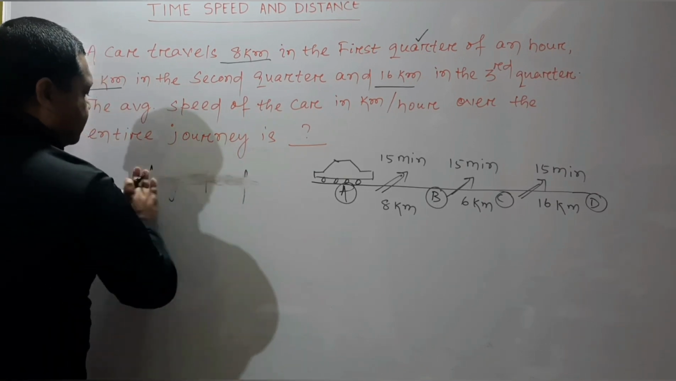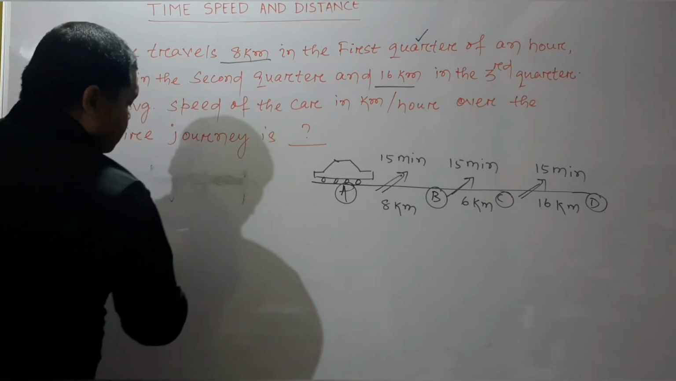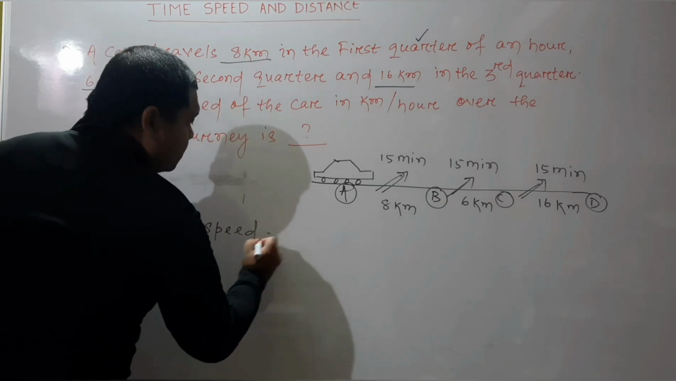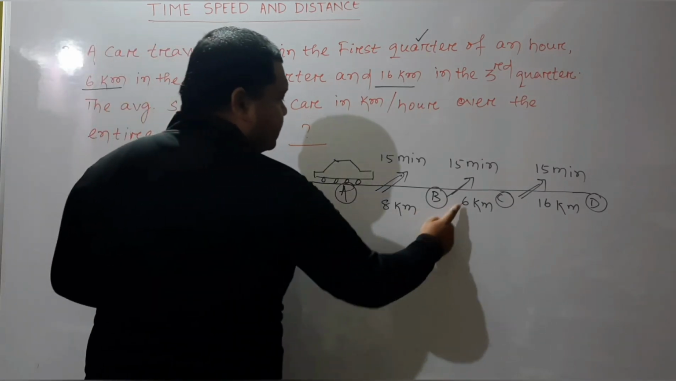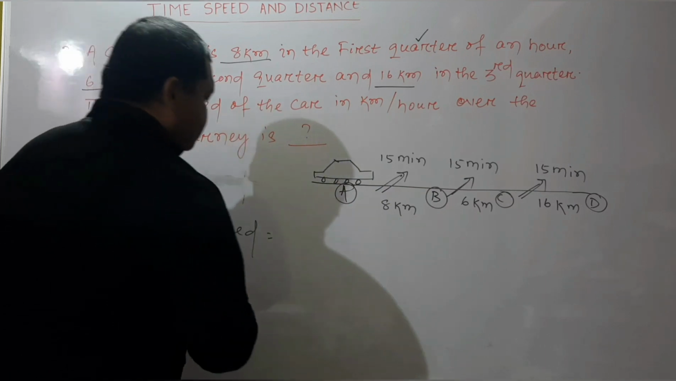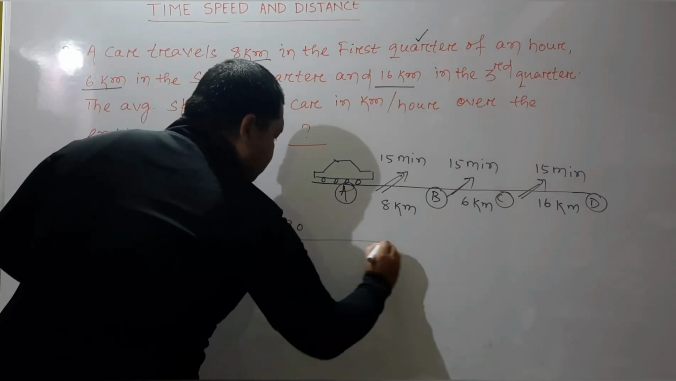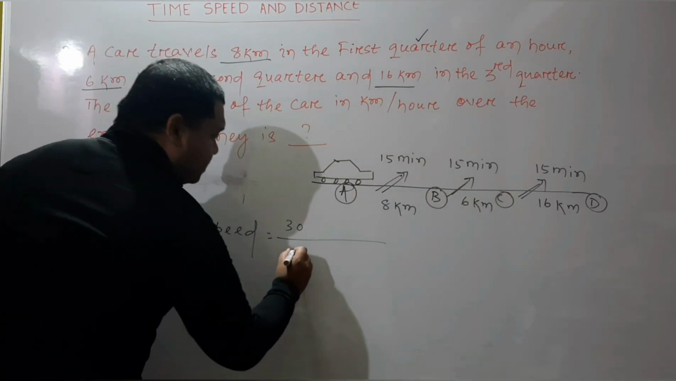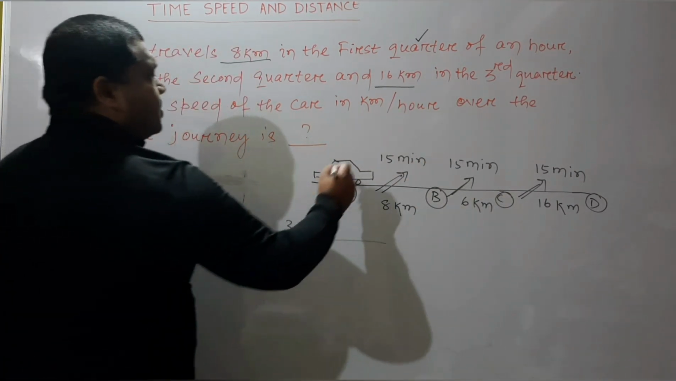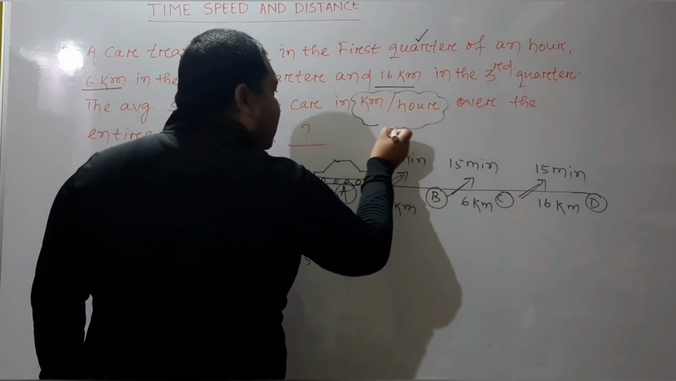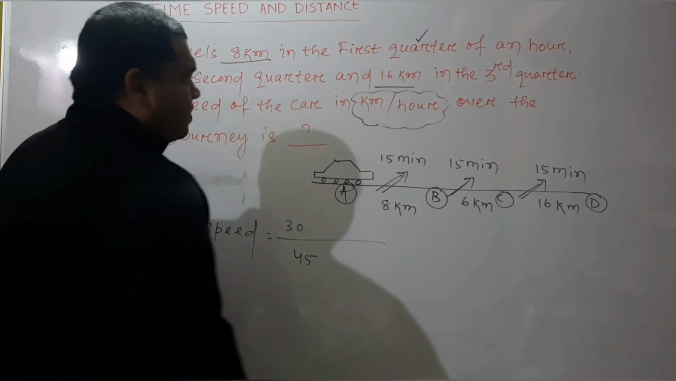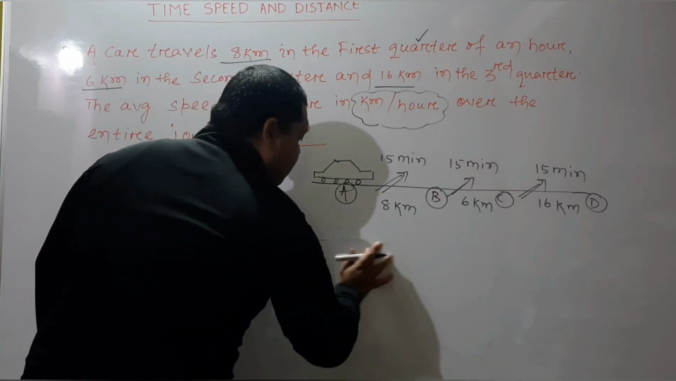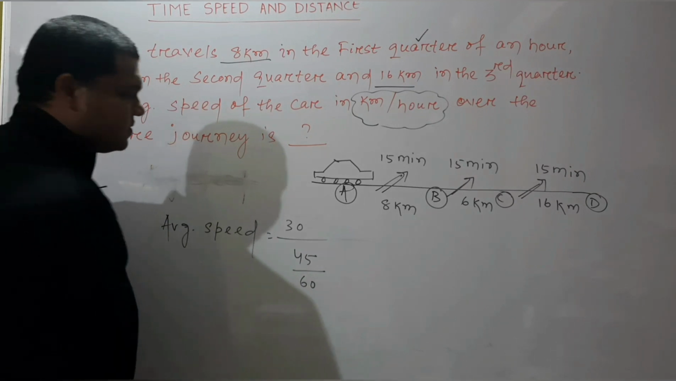So here I will write it. Average speed is equal to total distance. Total distance 8 plus 6, 14. 14 plus 16, this is equal to 30. So 30 km divided by total time taken, 15 plus 15 plus 15, that is 45 minutes. But here the important thing is you have to calculate average speed in kilometer per hour. So here you have to divide by 60. To convert minutes into hours, you have to divide by 60.